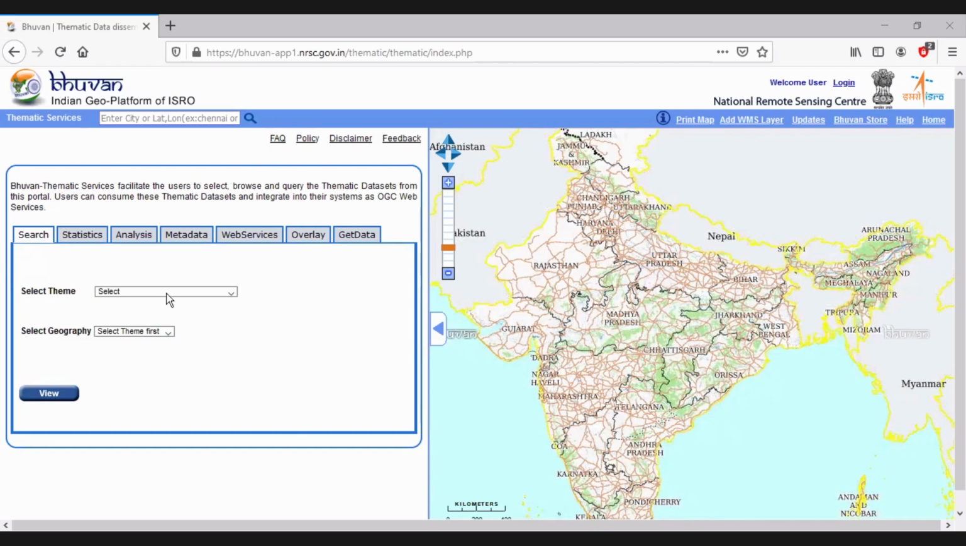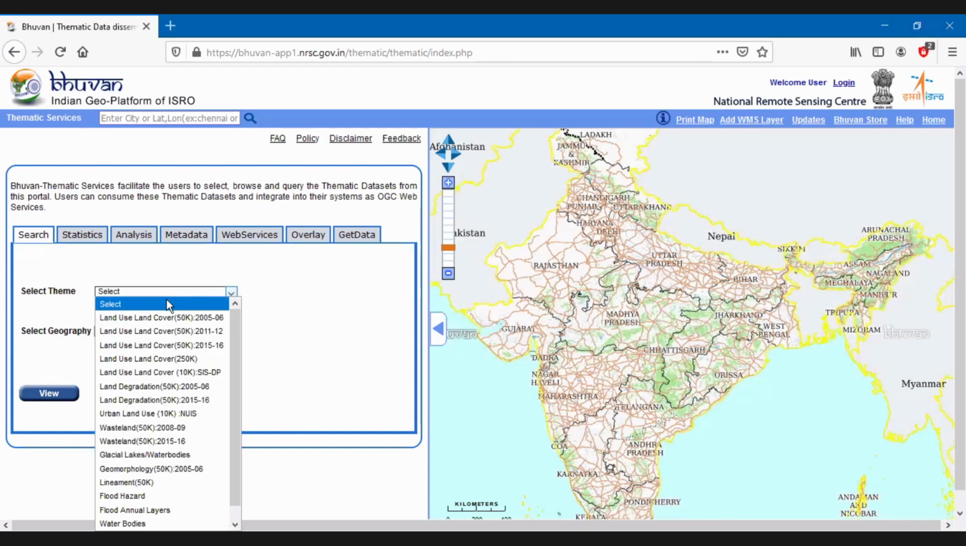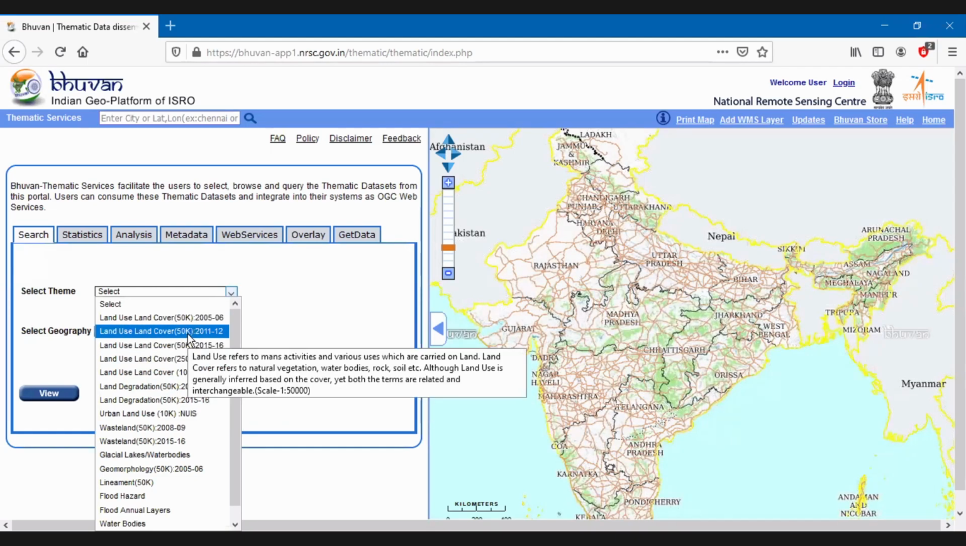So this search option is visible. For all the maps that were shown in the last 2-3 lectures, what is the source of information in our country for that? The source of information is this one particular portal. So you can see in the search option there are a lot of sub options like land use coverage. First of all, what is this 50K? 50K is the scale.